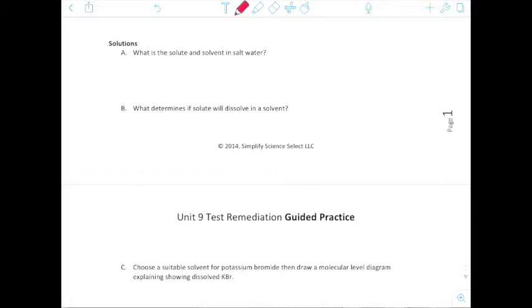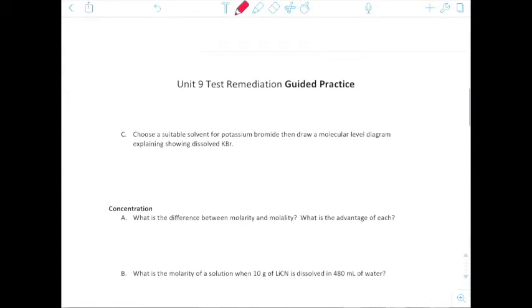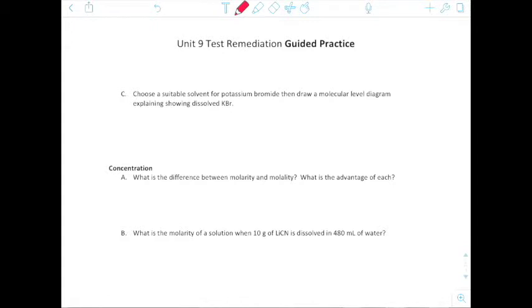Meaning, if we have something polar, those are going to be our ionic compounds. They're going to dissolve in water because water is also polar. And so it has to have the same polarity for it to dissolve. And it says C, choose a suitable solvent for potassium bromide, then draw a molecular level diagram showing the dissolving of potassium bromide. So potassium bromide is an ionic compound.